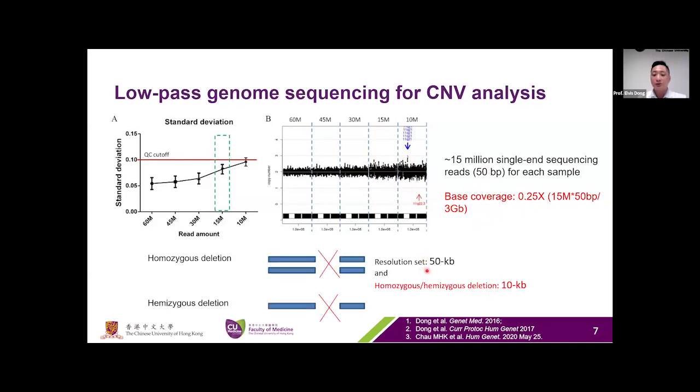So we set the resolution at 50 kb for the genome-wide setting. But for those regions that have homozygous deletion, let's say the Southeast Asian (SEA) homozygous deletion, which is very frequently observed in our population, as well as those with hemizygous deletion, let's say a male fetus with a deletion in the X chromosome. For these two categories, because in those regions we will see absence of reads aligned to those windows, we can increase the resolution to 10 kb.